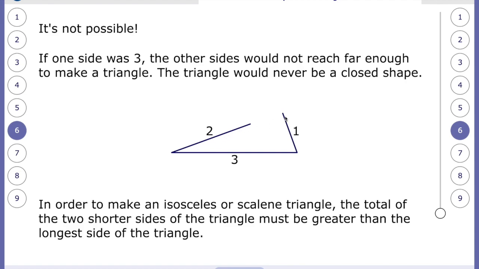But if this side was 3 and this side was 1, that would be 4 centimetres. That would be bigger than this, so you would then be able to create an isosceles triangle or scalene triangle.